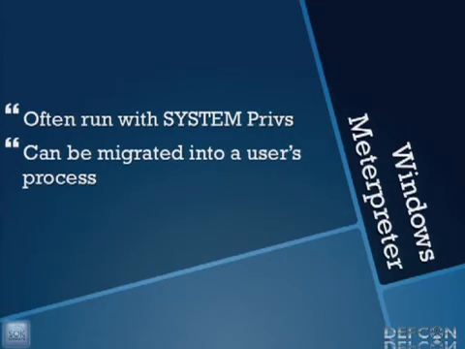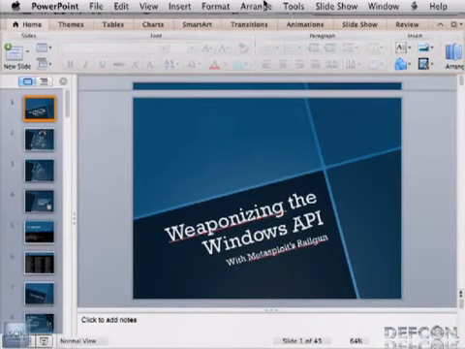All right, so hi, thanks for coming. This is Weaponizing the Windows API with Railgun, which is an extension of Metasploit.